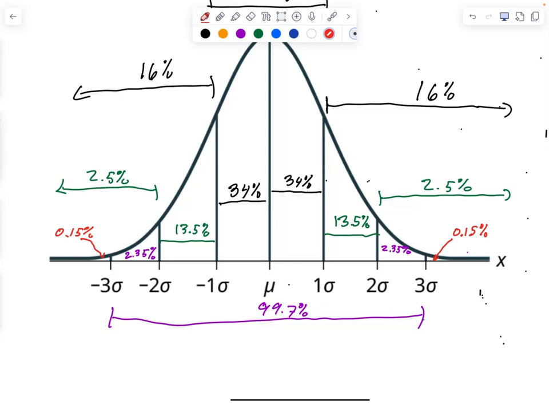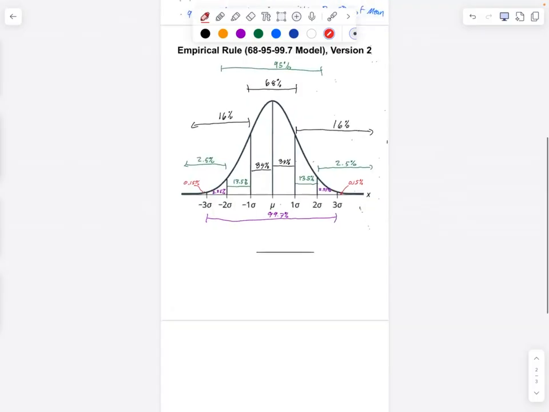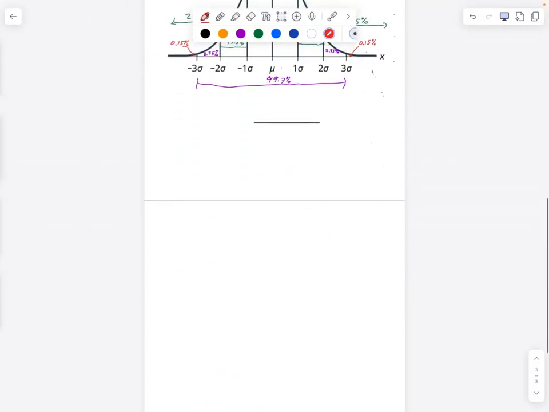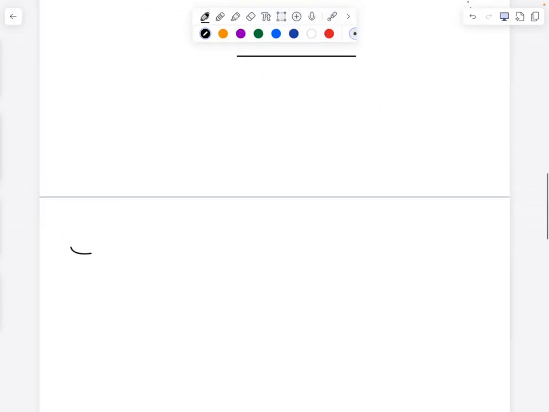What percent of IQ scores are greater than 132? How many standard deviations is 132?